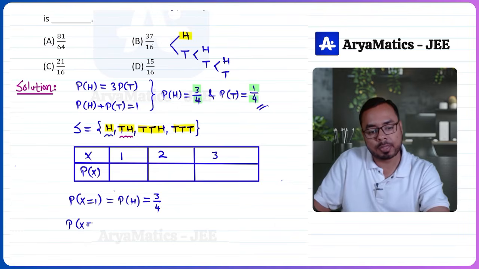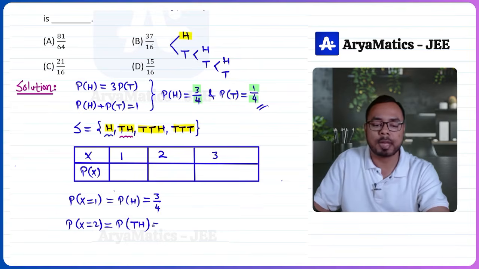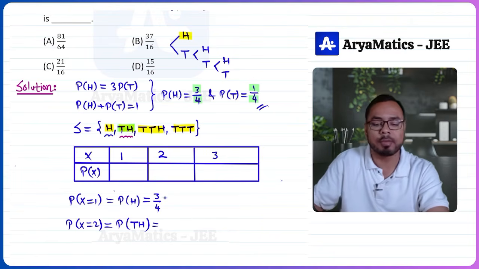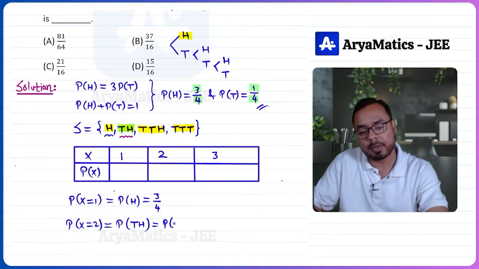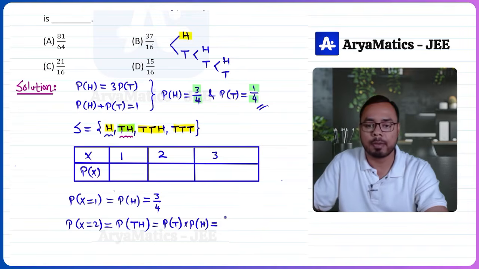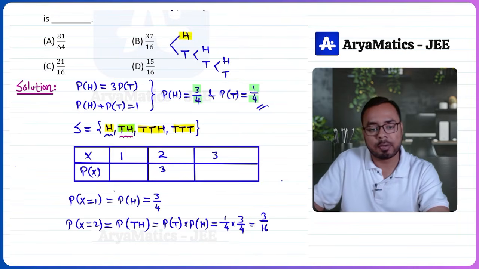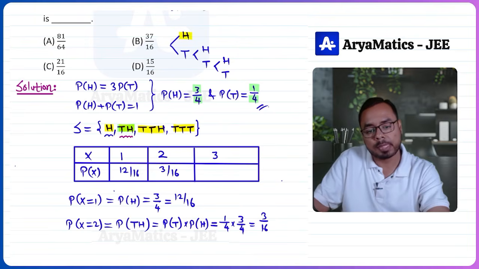Similarly, the probability that x is 2 will be the probability of getting tail, head. There will be a second toss only when the first toss has resulted in tail and the second one is head, right? There will be 2 tosses if the first one is tail and the second one is head. Because these are independent events, you can use the multiplication rule. So this will be the probability of getting tail in first and head in second. Tail in first is 1 by 4, head in second is 3 by 4. So this becomes 3 by 16, right? So for x equals 2, it is 3 by 16. Let us create a common denominator. So we can write the first as 12 by 16.